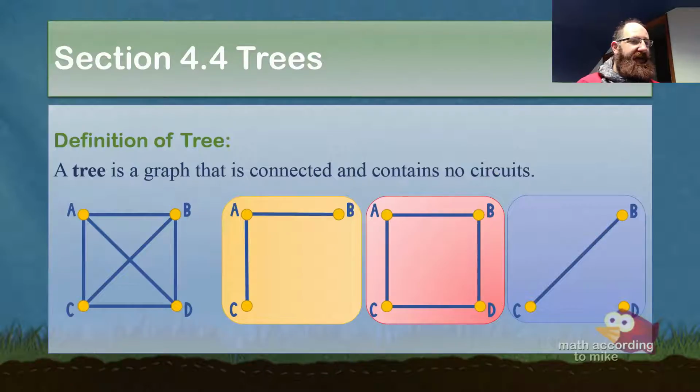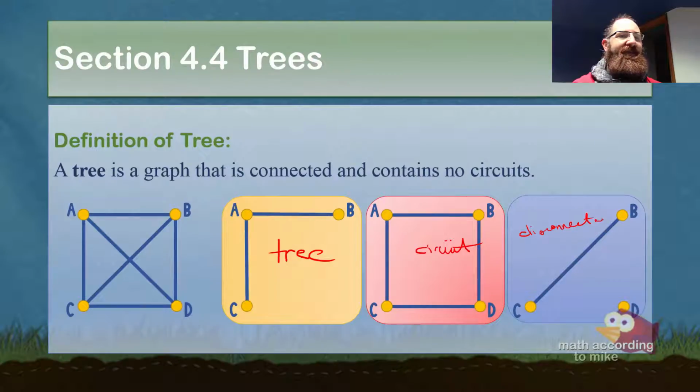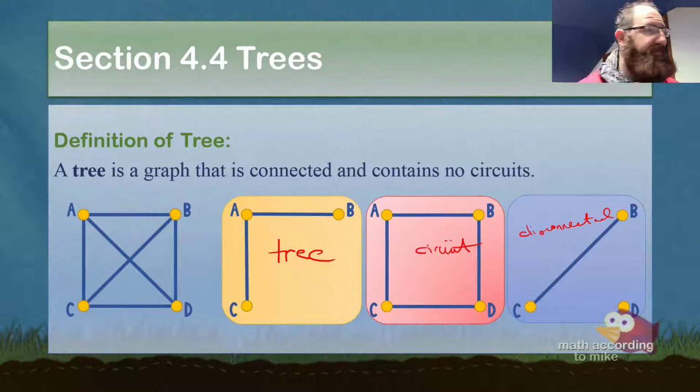Anywho, notice the very first one is a tree. I did not mean to write in red there, but that's okay, because it's connected and contains no circuits. The next two are not trees because this one has a circuit. I put an extra I in there, so 2 dots for you. And how about the last one? The last one is disconnected. Remember, disconnected is a math term. Disconnected means there's no path that connects any two vertices, so there's no way to go from B to D, for example. So only the yellow box is considered to be a tree, a connected graph that contains no circuits.